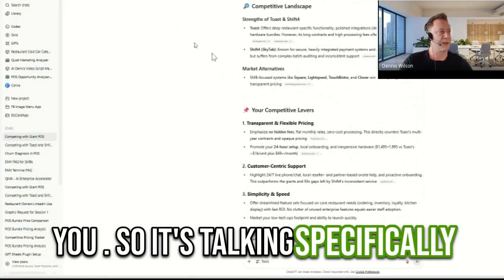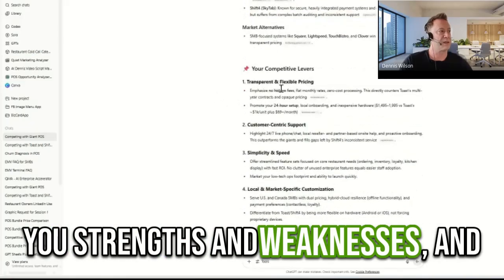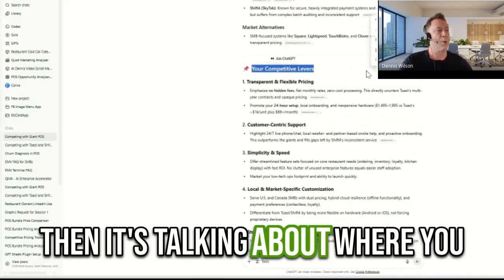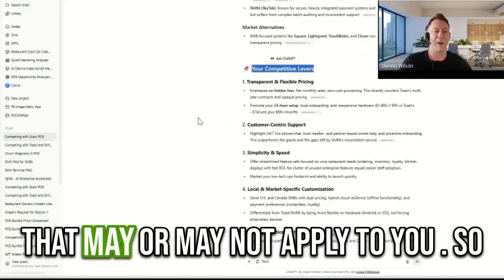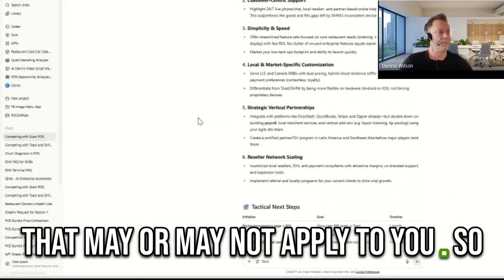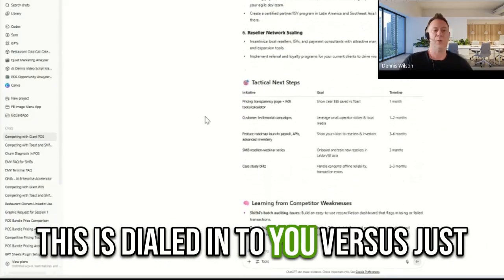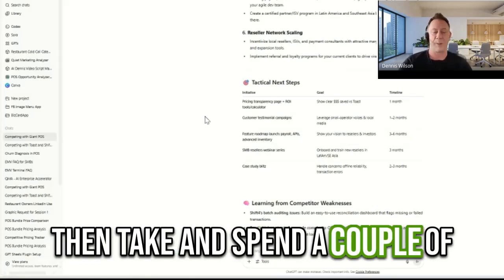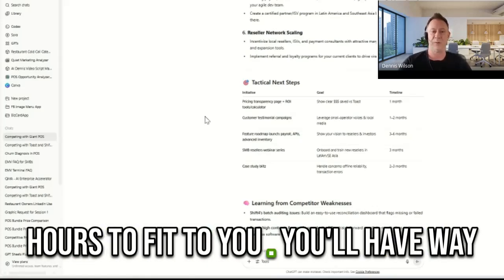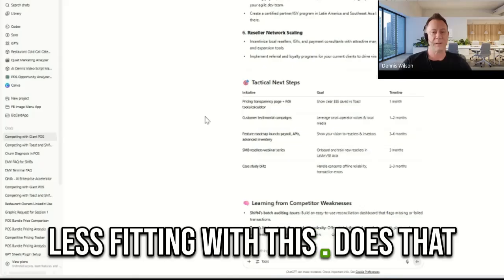So it's talking specifically about your competitors. It's giving you strengths and weaknesses. And then it's talking about where you can press competitive levers instead of just some general ideas that may or may not apply to you. So this is dialed in to you versus just the general stuff that you would then take and spend a couple of hours to fit to you. You'll have way less fitting with this. Does that make sense, everyone?